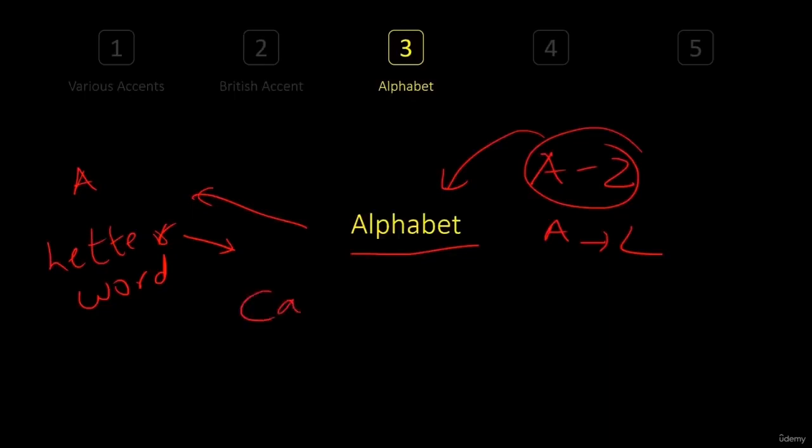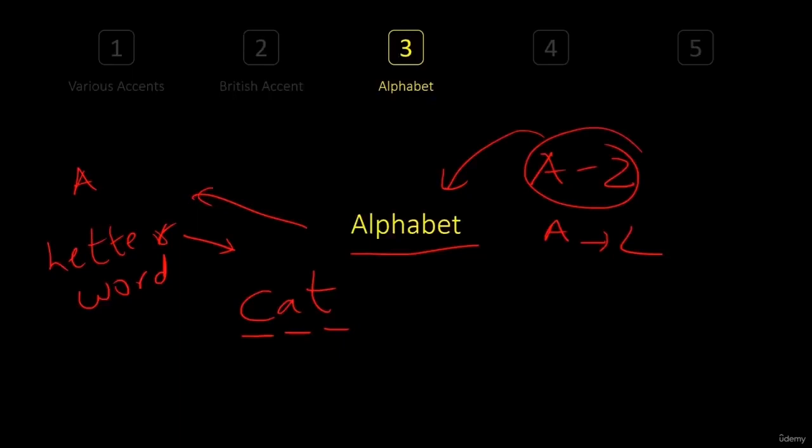For example, cat is a word in which C is a letter, A is a letter, and T is a letter. But they are taken from a set called alphabet. Never call it alphabets from now on, because that's incorrect.